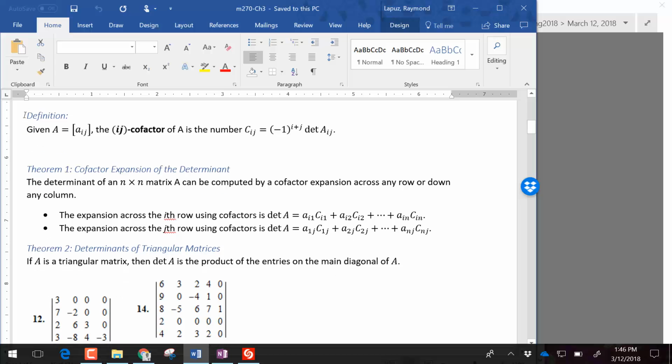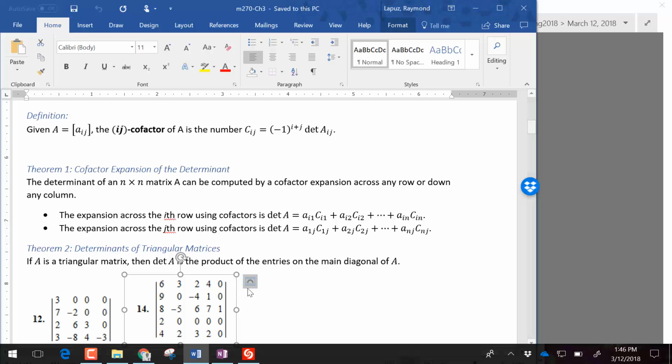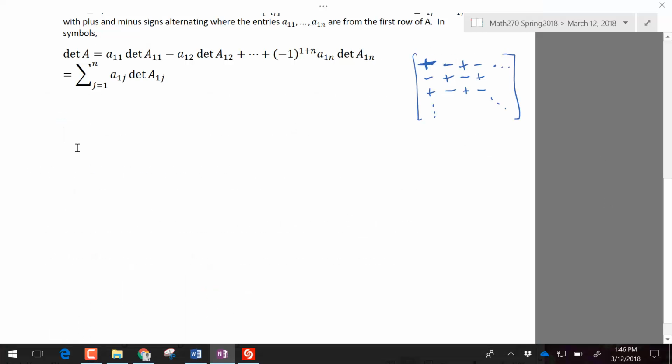So there's a couple of other definitions and theorems that the cofactor helps us with. I don't really like the cofactor definition. The definition of the cofactor includes the positive and negative sign that's associated to the matrix. Why don't I just not do that and let's just do an example?